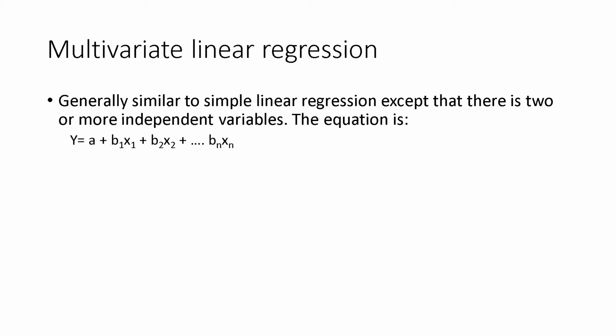Multivariate linear regression is generally similar to simple linear regression, except that there are two or more independent variables. We explained that earlier. The equation is y, the outcome variable, equals alpha, which is the intercept, plus b1x1, where b1 is the slope of the first variable and x1 is the value of the first variable, plus b2x2, where b2 is the slope for the second variable and x2 is the value for the second variable, and so on.